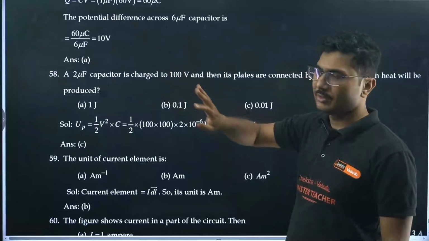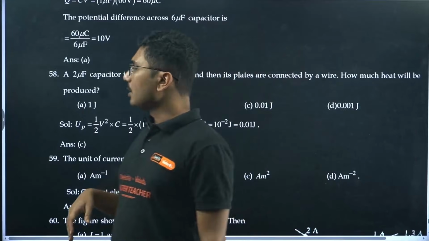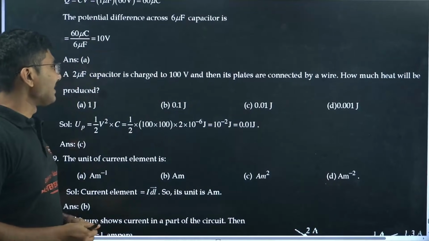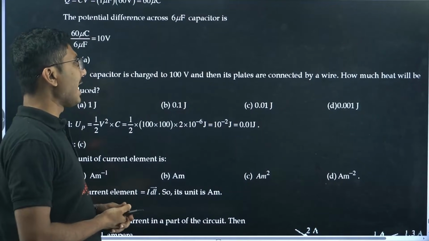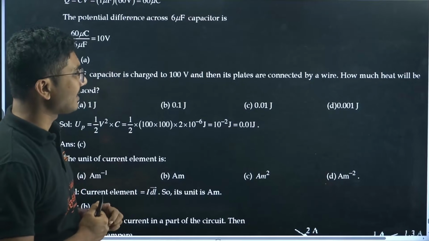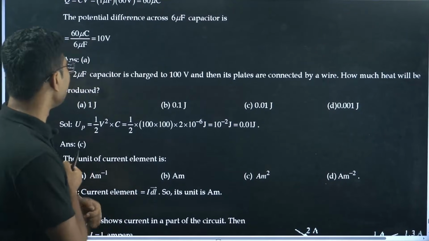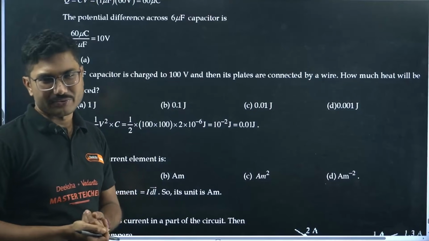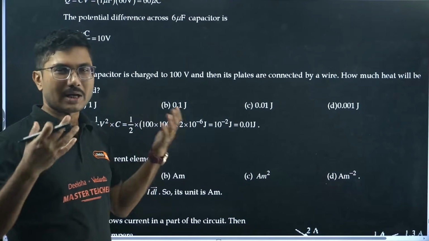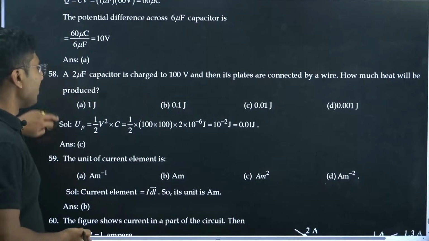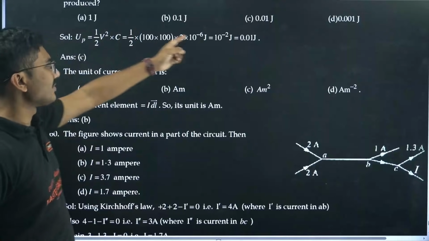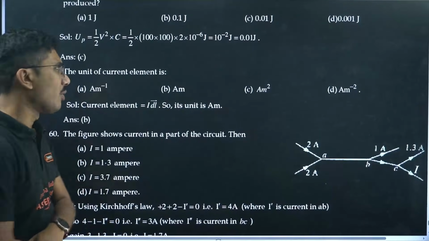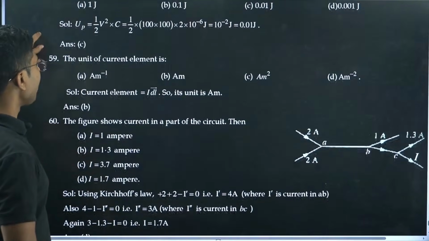Very simple, easy question. Okay, a 2 microfarad capacitor is charged to 100 volt and then its plates are connected by a wire. How much heat will be produced? So obviously it will be basically half CV square. C is given, V is given. No matter how you discharge the capacitor, you will always get the energy as half CV square, which is 0.01 joules.